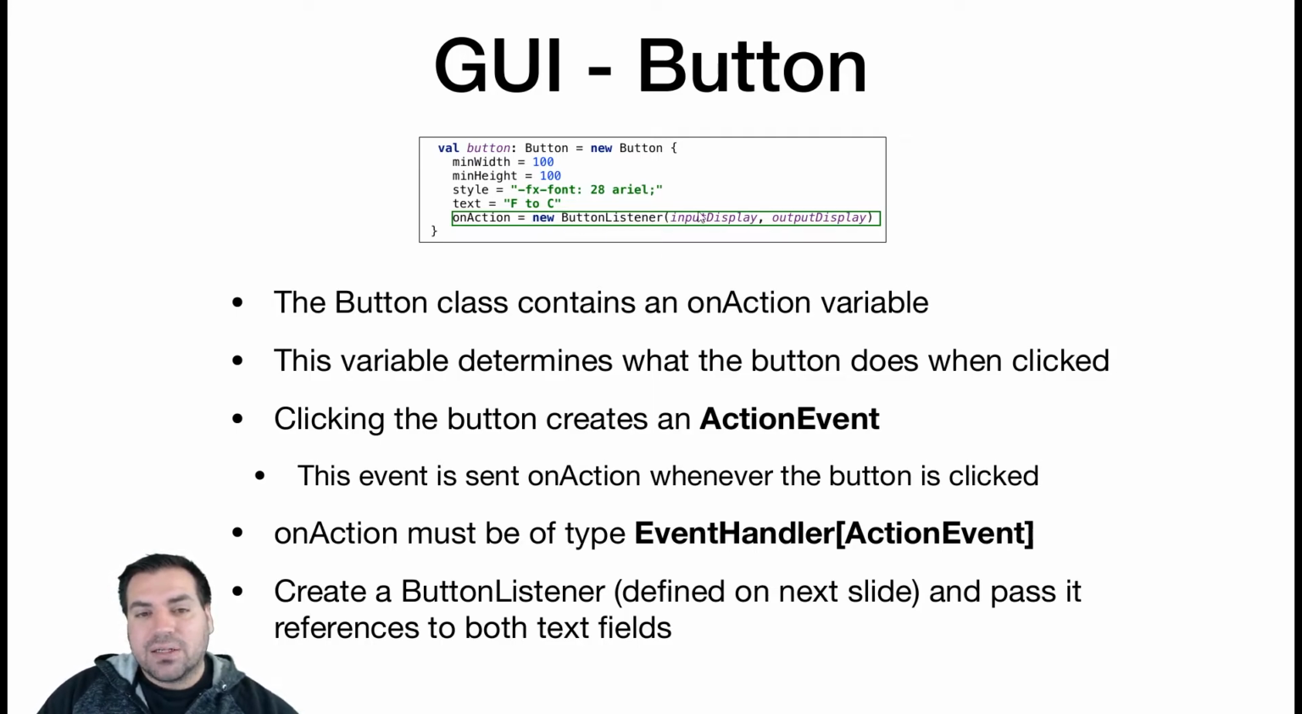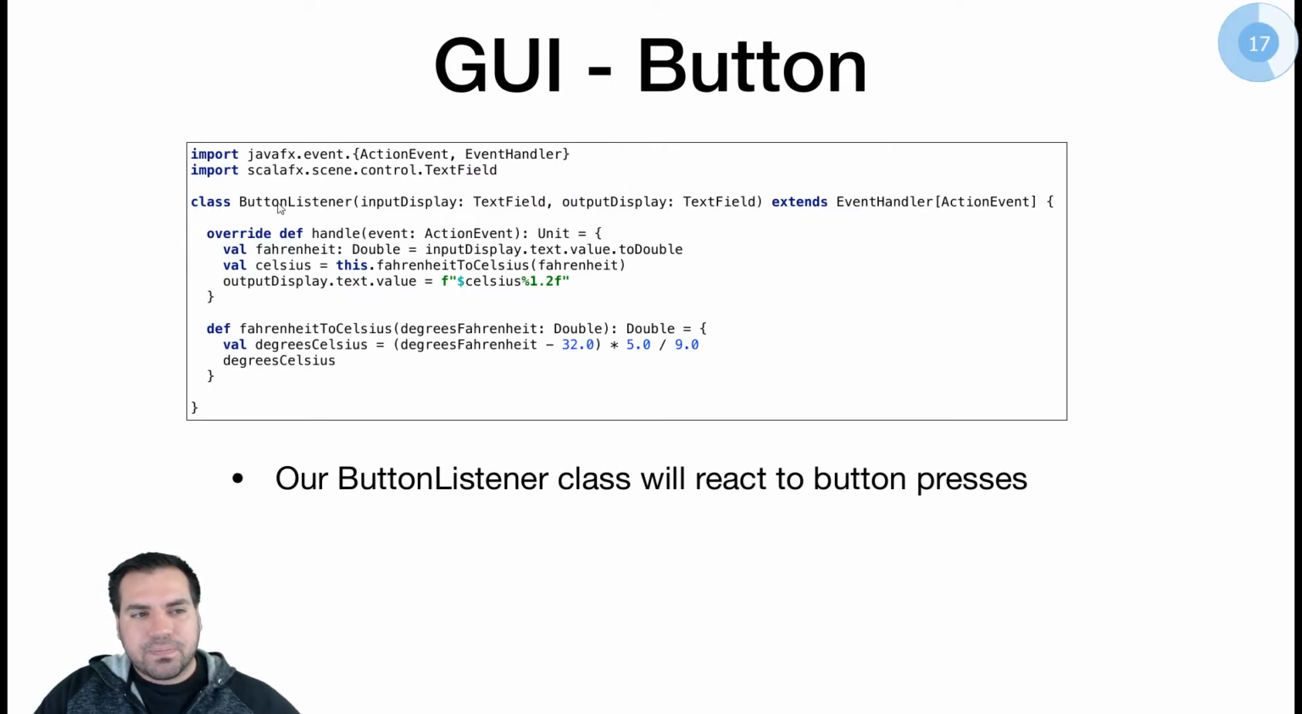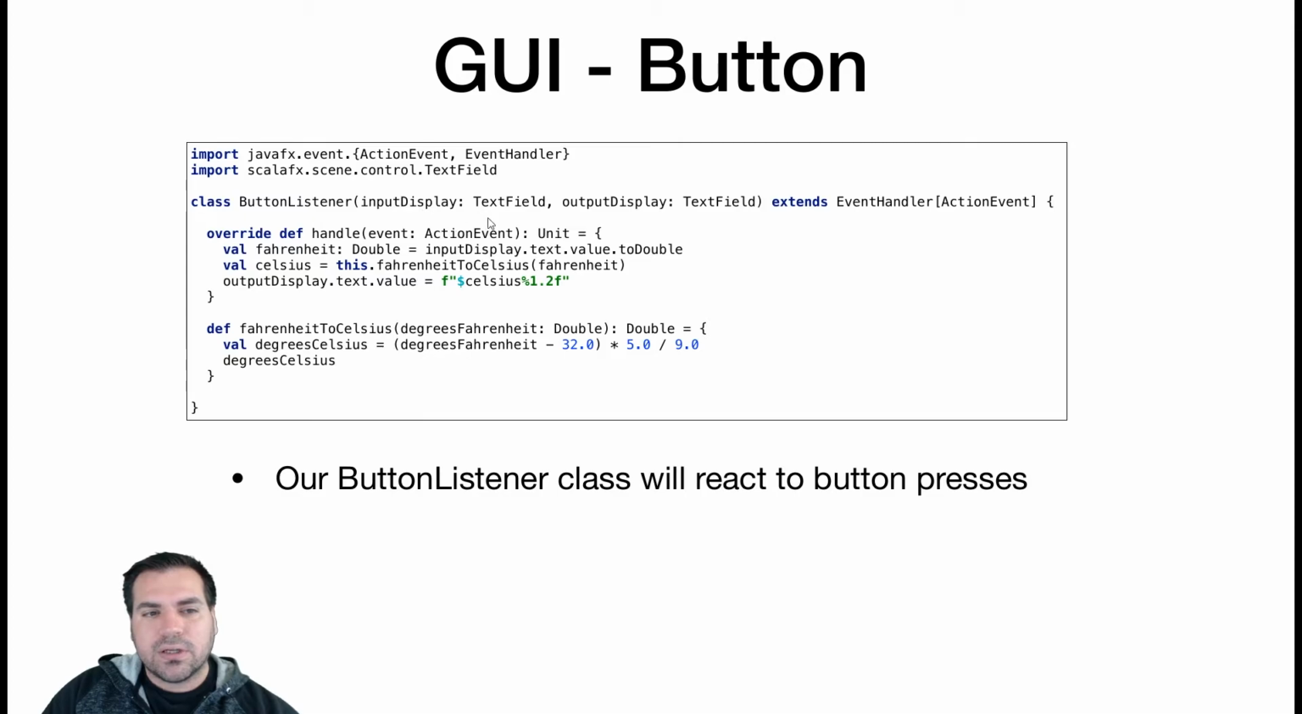And this event handler is going to have to read from the input display and write to the output display. So I'm also going to pass it references to both the input and output display. So now let's actually see what this button listener is. This is a class that I created. There's no button listener in the library. So when I created this class, I created a new class. I named it button listener, and I had it take those two text fields, the input and output. So I have to have parameters for the constructor to be able to take the input and output text fields so it can read and write the values for that.